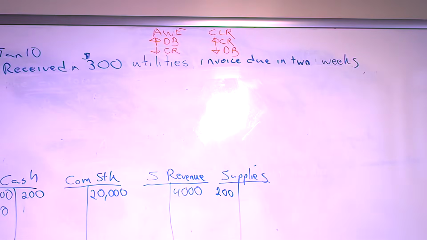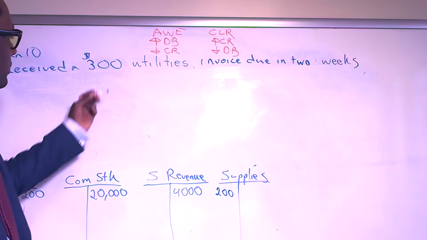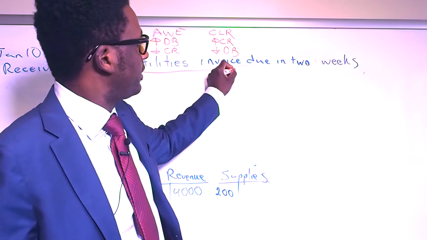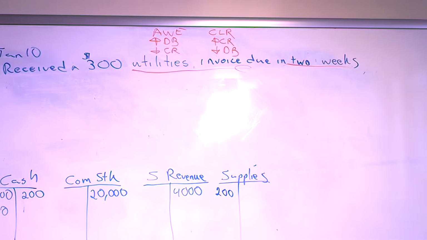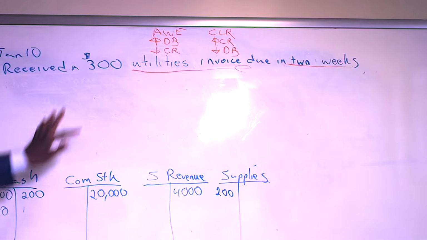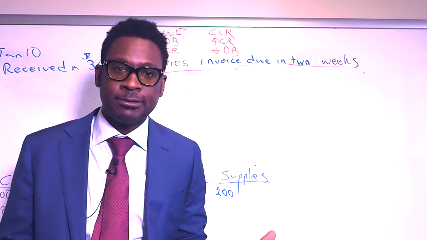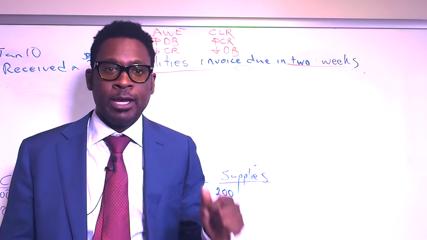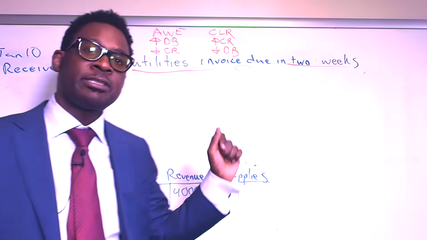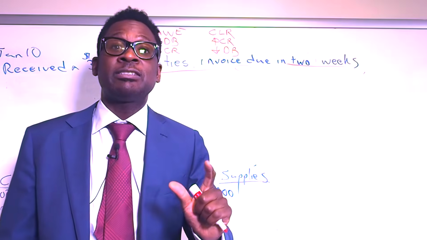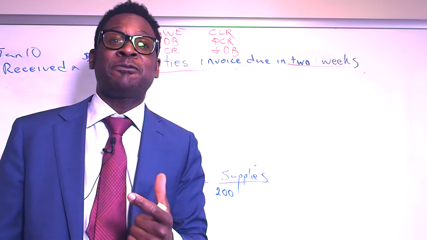January 10th, received a $300 utilities invoice due in 2 weeks. So now it's getting a little tricky, right, gang? So what are the keywords? Let's see. Utilities invoice, due in 2 weeks, right? So what accounts are affected? So basically we received a utilities bill, right? And we know that utilities is an expense to the company. So we received this particular bill, which means that utilities expense has been affected.